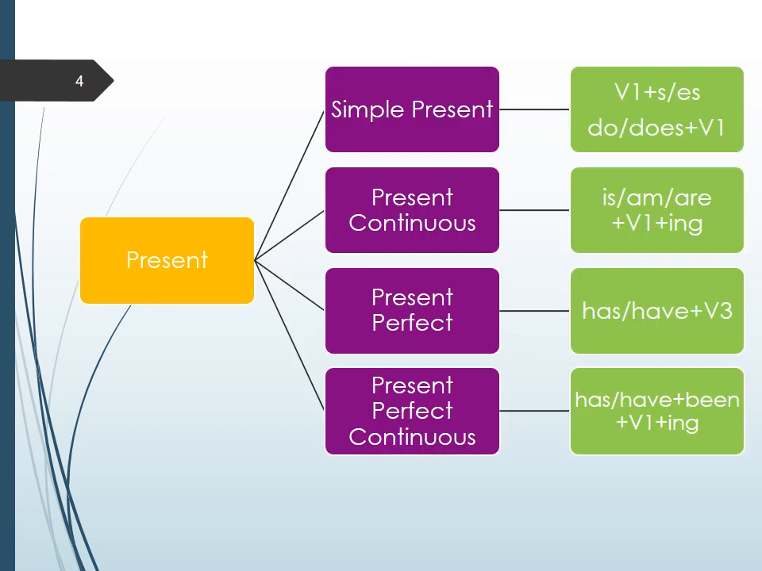The present tense is used to talk about the present. It is further categorized into four types: simple present, present continuous, present perfect, and present perfect continuous tense.